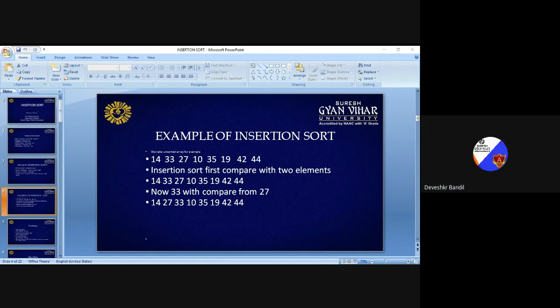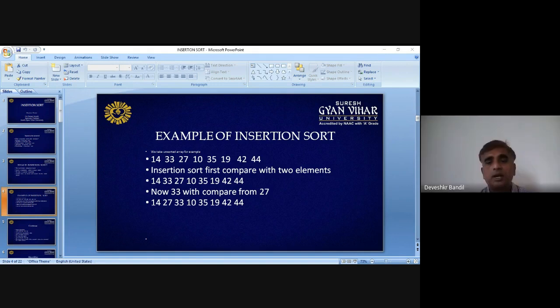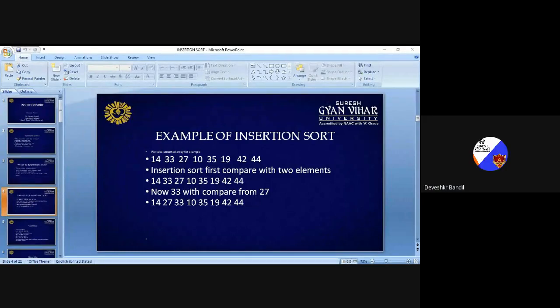Okay, no problem. So as I have told, 33 is greater than 27, and as per the sorting, the first element should be less than the second element. So here a swapping is required. I think everyone knows about swapping.